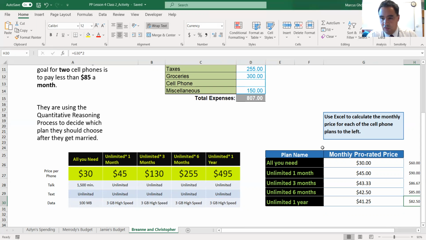And then you can figure out how you're going to either mix and match or do their budget, and they'll have to keep their budget at less than $85 a month.